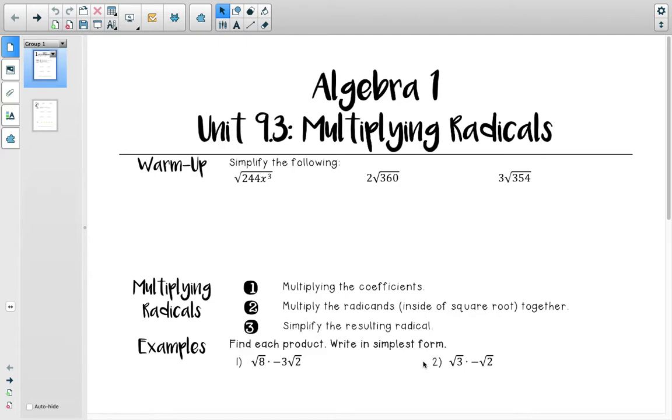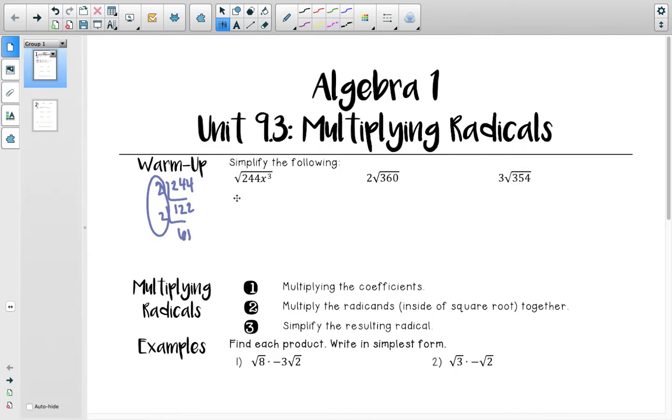So let's go ahead and do the warm-up just to get a refresher on how we do this again. So we take the 244, divide that by 2, get 122, and then divide that by 2 again. That gets you 61, which is prime. So your only pair is here.